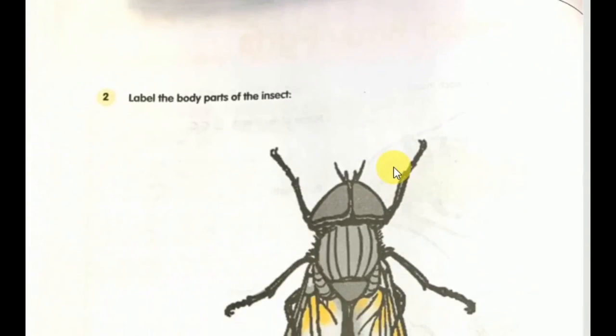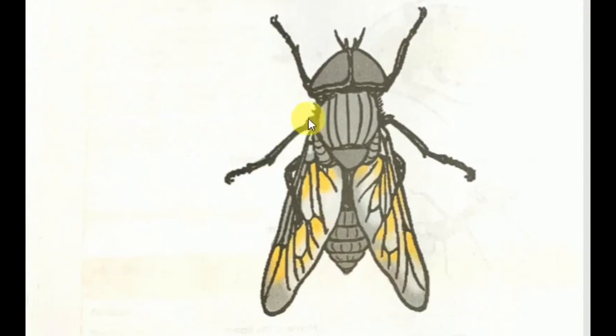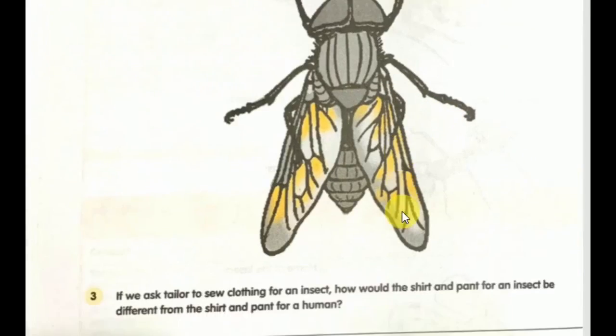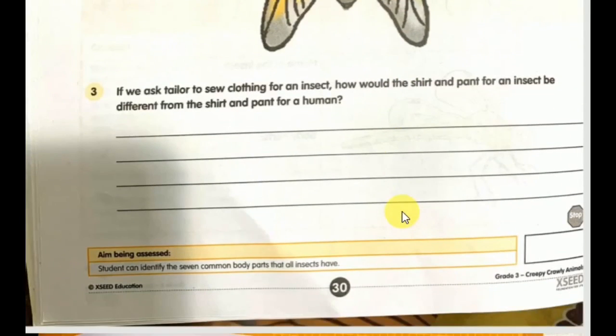And children, turn to the next page. Okay. What are they asking here, question number 2. Label the body parts of the insects. Which insect is this? It is a housefly. You can label its body parts. Okay, you already learned. Question number 3.